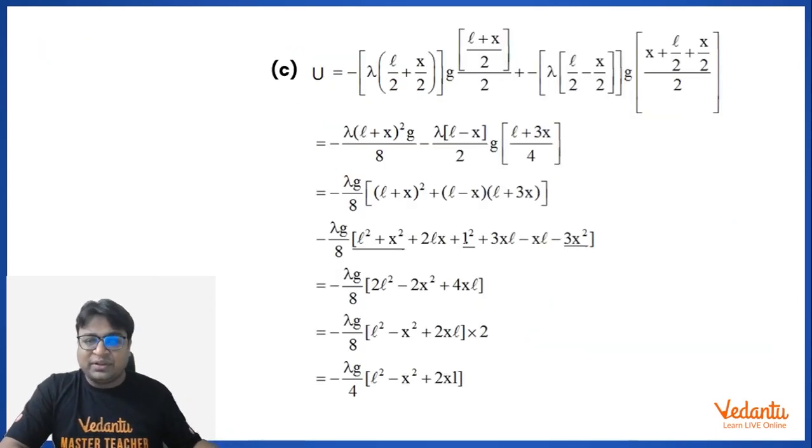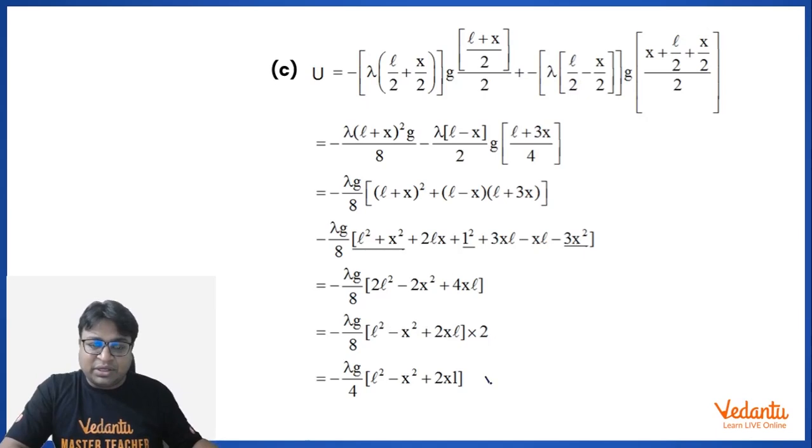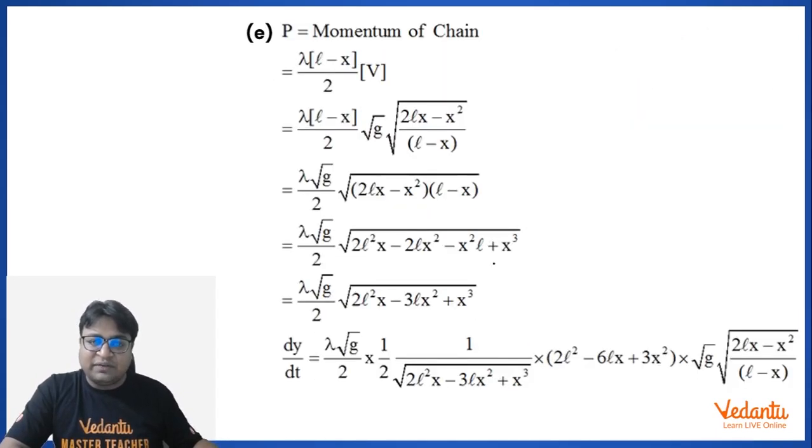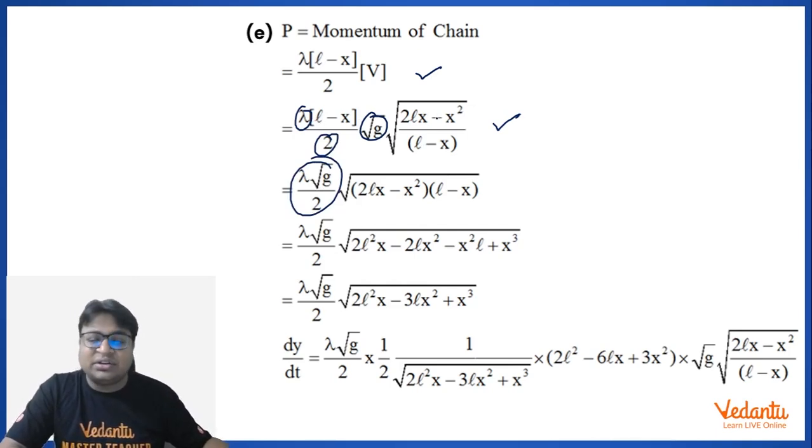So this is the printed solution. We obtained u, we obtained v, and we are now at this stage. We have just written the momentum, and now we are differentiating the momentum. So lambda root g and 2 is here, and then we have taken this l minus x inside the root. So l minus x in the denominator gets cancelled, and this is what we are getting.